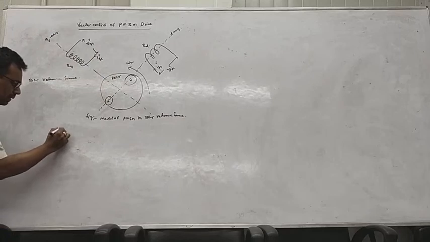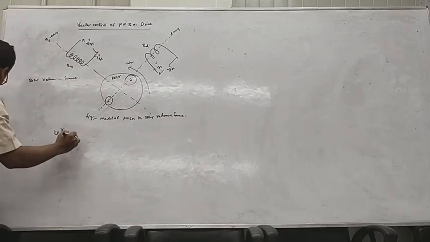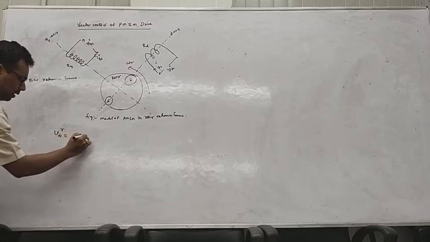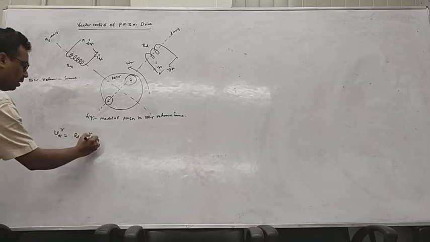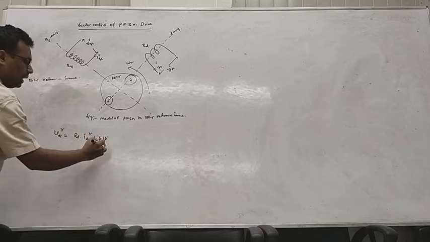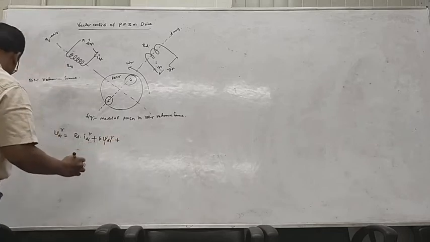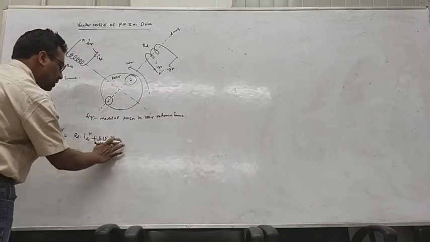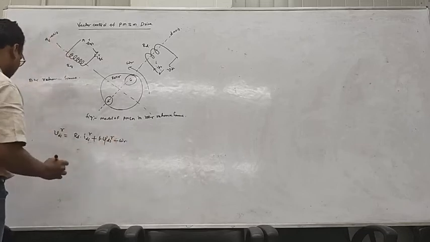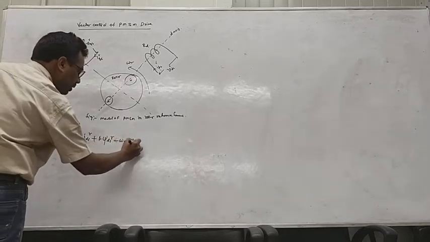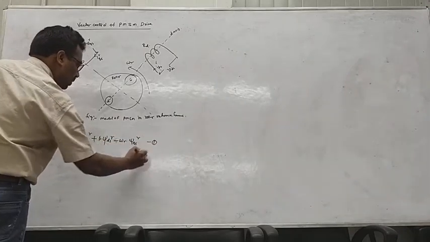So VDS in the rotor reference frame is equal to RD into IDS R plus the rate of change of flux linkage, d psi DS R by dt, and the rotational induced EMF exists, which is omega R into psi QS to the power R. So this is equation number 1.